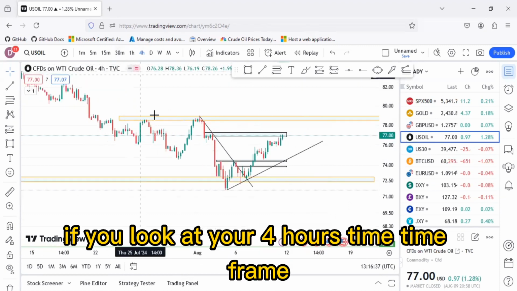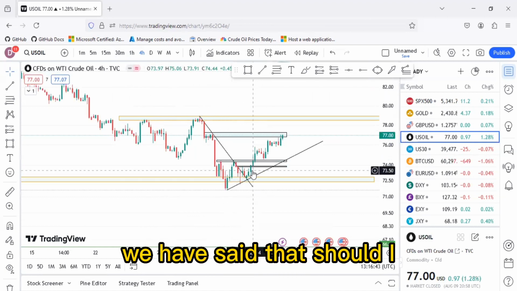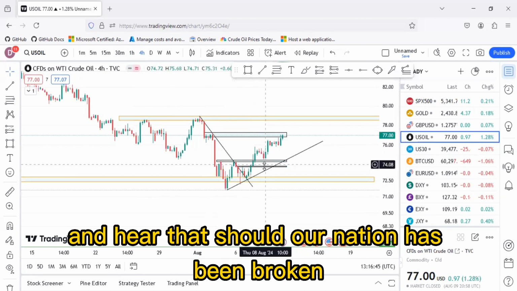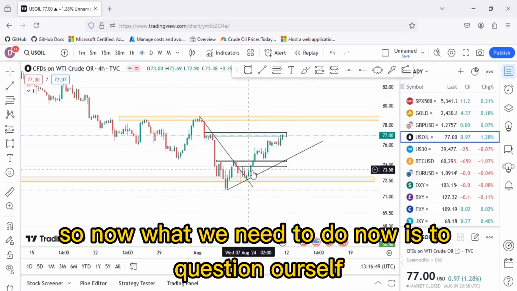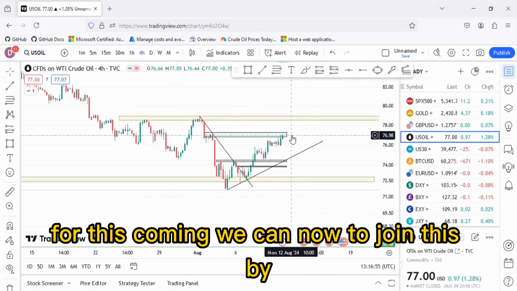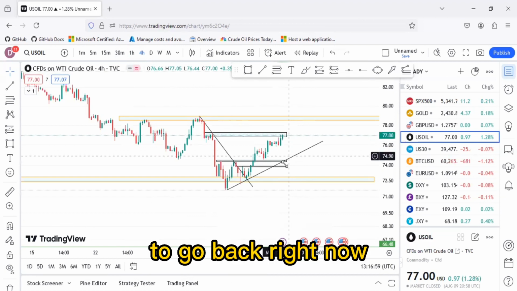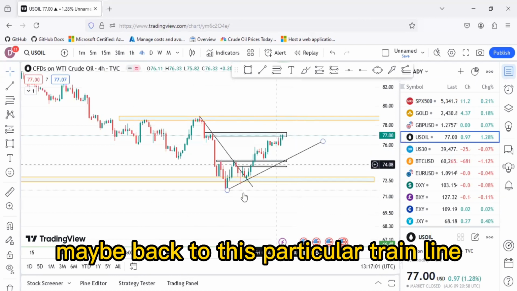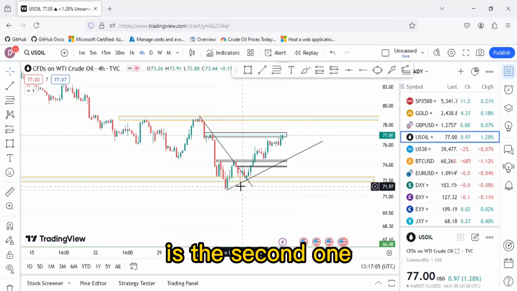If you look at your 4 hours time frame, you can see that we have a head and shoulder here. The head and shoulder neckline has been broken, retested, and the price has continued to give us a buy. So what we need to do now is to position ourselves for this coming week to join this buy. I'm waiting for a pullback, for this price to pull back right now, maybe back to this particular trend line. I have a first touch of that trend line here, and a second one.